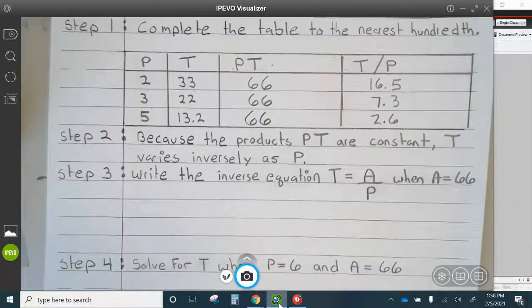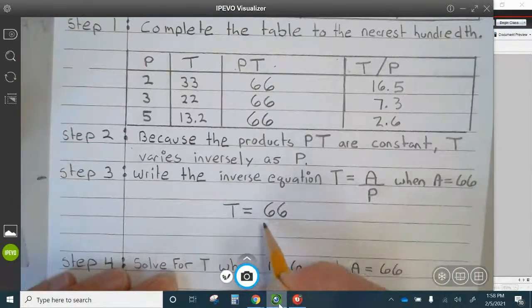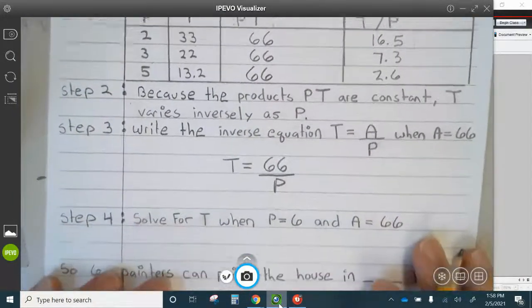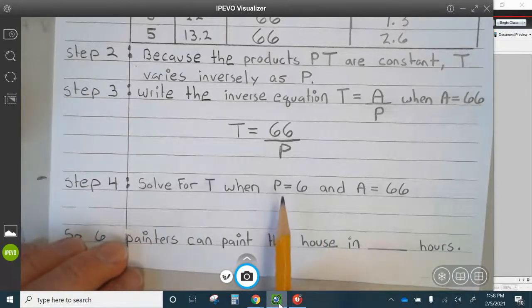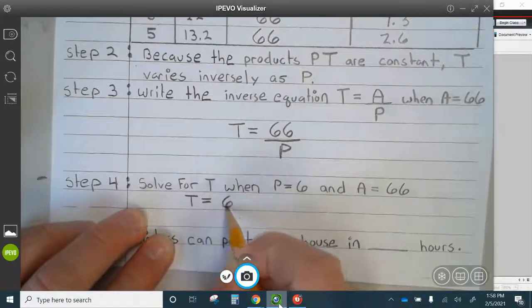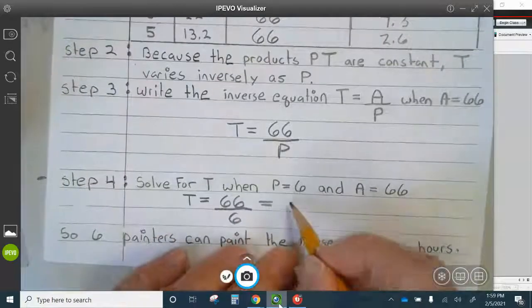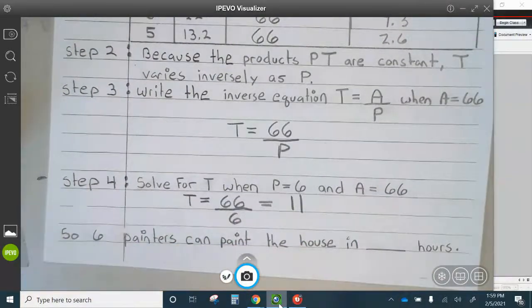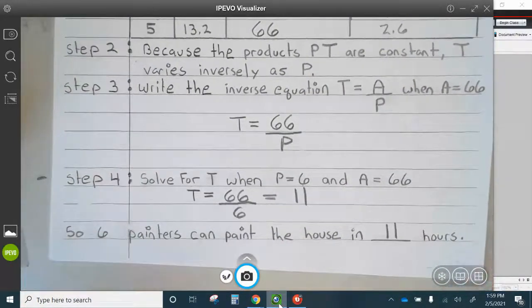All right. Write the inverse equation T equals A divided by P when A equals 66. So that's T equals 66 divided by P. Now it says solve for T when P equals 6 and A equals 66. So T equals 66 divided by P, which is 6. Well, 66 divided by 6 is 11. So 6 painters can paint the house in 11 hours. All right, go ahead and finish up question 12.